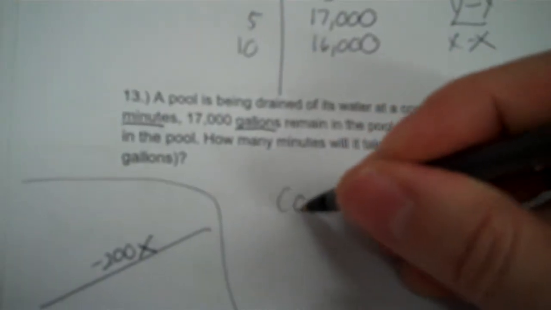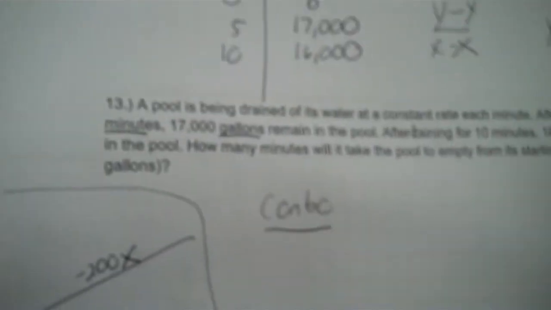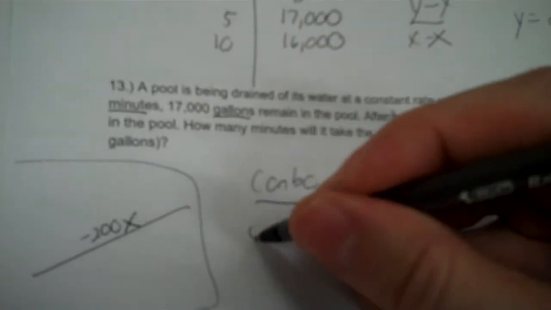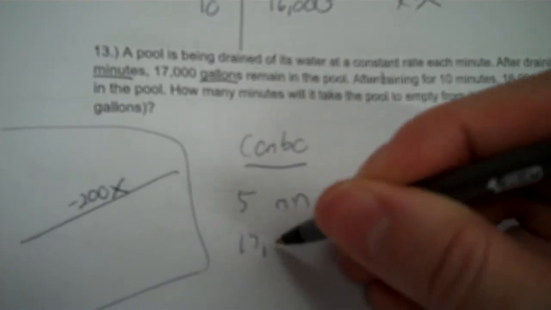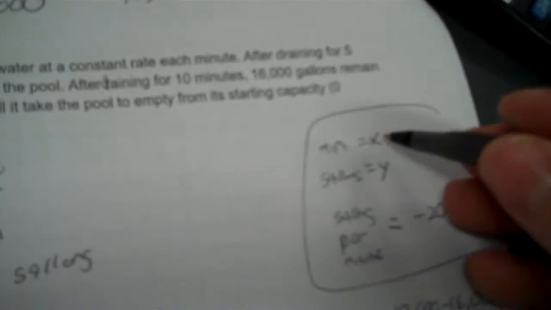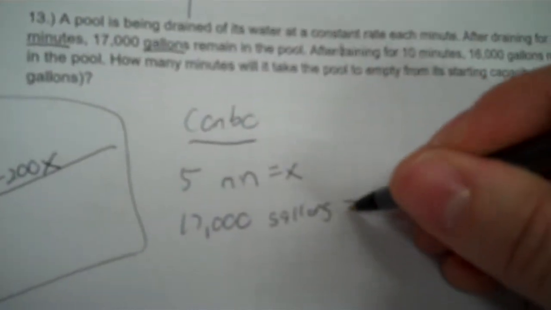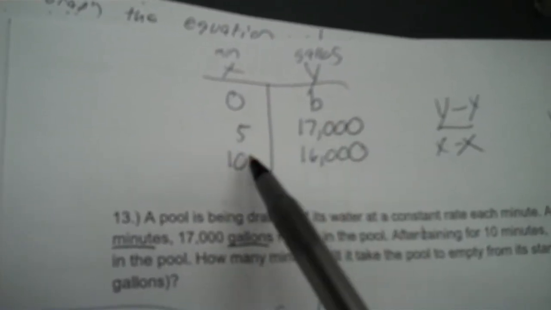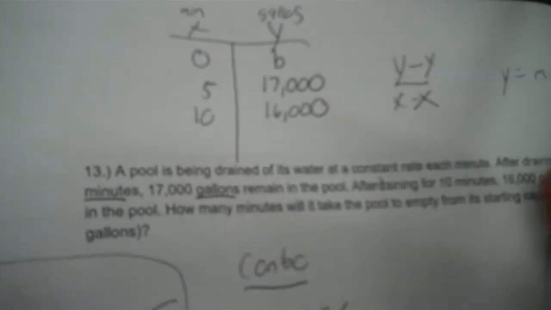X and Y, I need to use a combo from the problem. They have to be in the same sentence, or you can just look at your table. I'll go 5 and 17,000. So 5 minutes, 17,000 gallons. So minutes is X, gallons is Y. By the way, you can't go 5 and 16,000. That's not going to work. You can't go 17,000 and 10. Combo means it has to be from the problem. So Y is 17,000. And then X is 5.